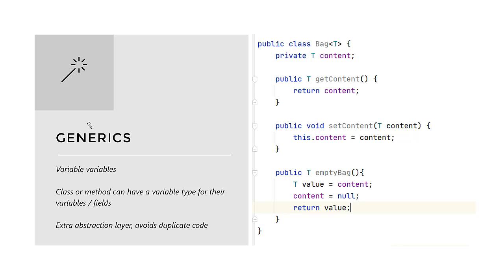So this gives us actually another abstraction layer which avoids duplicate code. So avoiding duplicate code is always a good thing. So we should be happy with these generics.